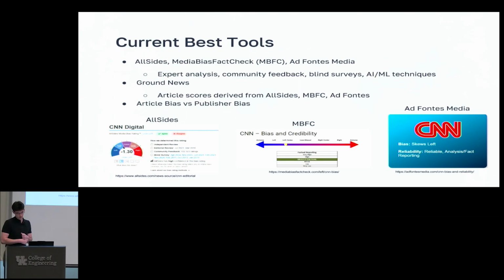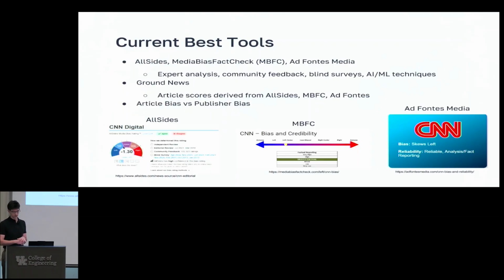So in order to combat media bias, there are a few companies that have been creating tools like rating systems to help people become more aware of potential bias in their media. The three most notable organizations are All Sides, Media Bias Fact Check, and Ad Fontes Media, who all rely pretty heavily on expert analysis, community feedback, blind surveys, and they are beginning to use more AI and machine learning techniques.